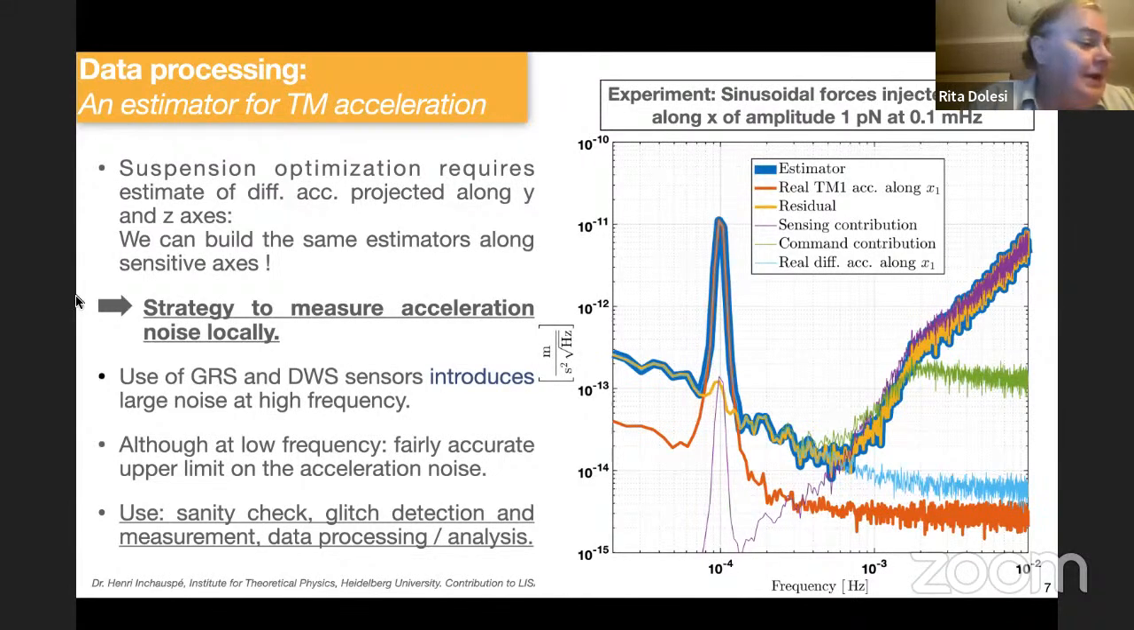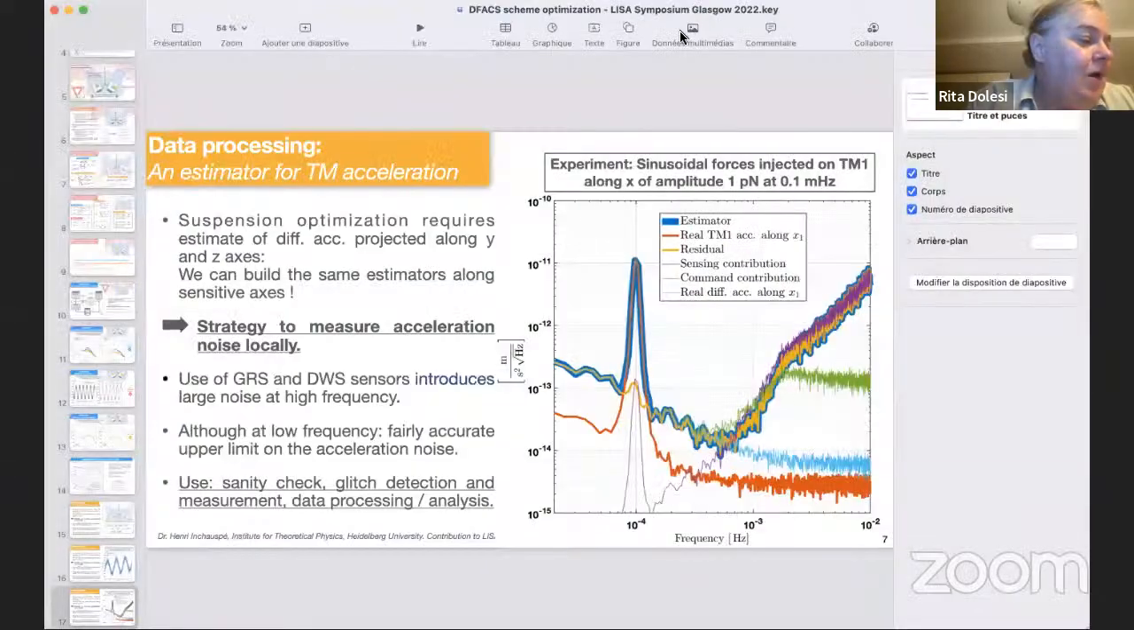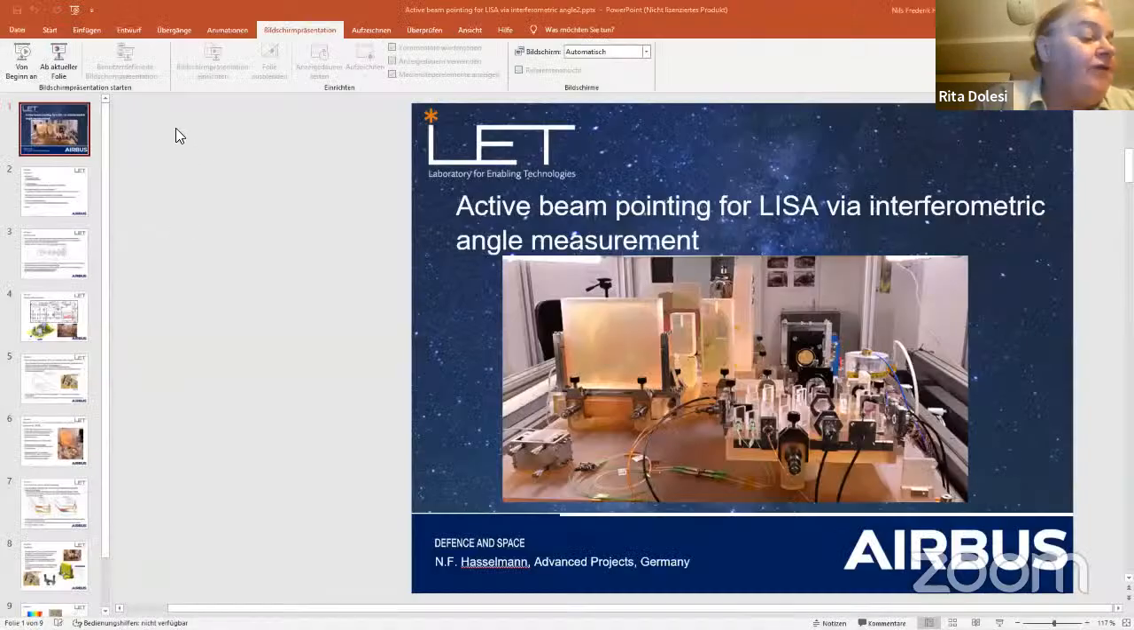Very interesting. And now we have the last talk of this session, given by Nils Frederik Hasselmann of Airbus. The title of the talk is Active Beam Pointing Control for LISA via Interferometric Angle Measurements.